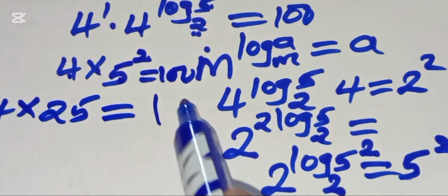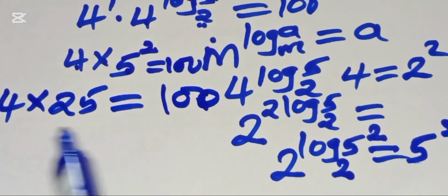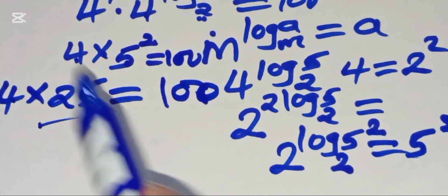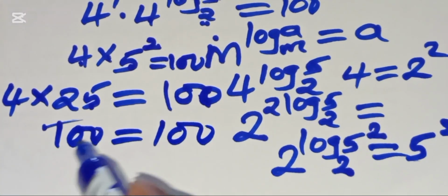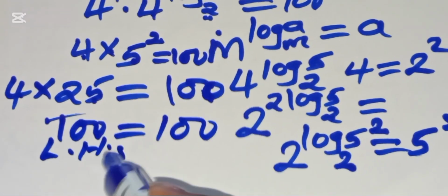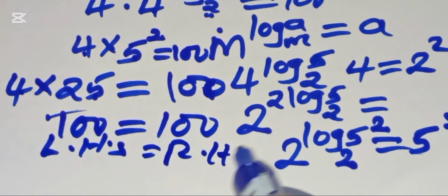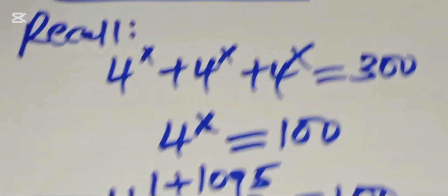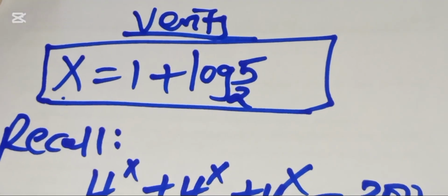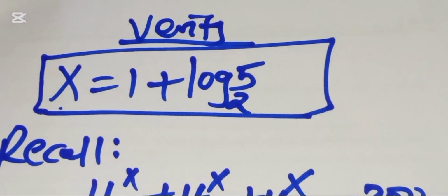Now 4 times 25 is equal to 100, which happens to be equal to 100. So the left hand side is equal to the right hand side, and that affirms that the value of x, which is 1 plus log 5 to base 2, actually satisfies the equation.